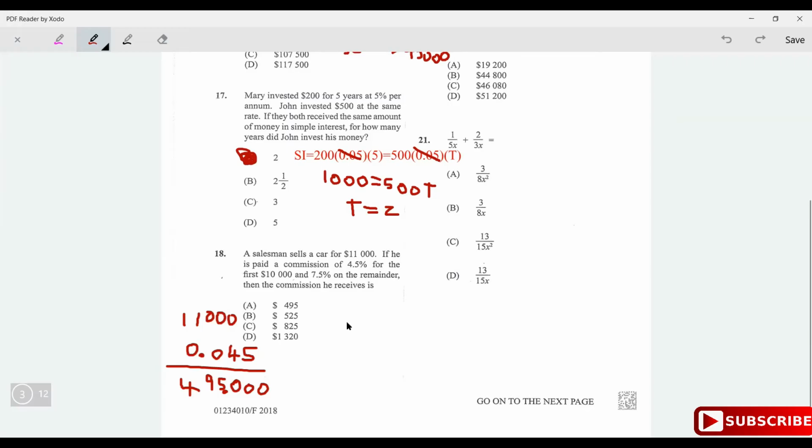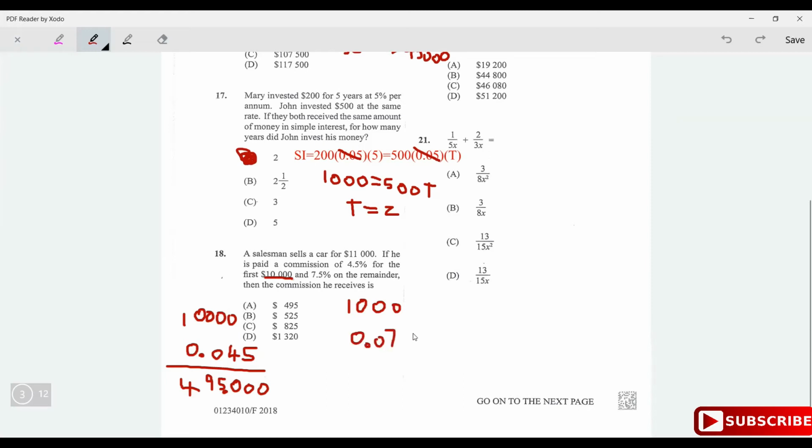He then gets 7.5% on the remaining money. So 7.5% of 1,000. So we need 7.5% of, oh snaps. I multiplied this by 11,000. So I hope you noticed the error I made. Multiplied it by 11,000. That was a mistake. I should have multiplied it by 10,000 because it said you received 4.5% of the first 10,000 and then 7.5% of the next 1,000. So that was a slight error on my part right there.